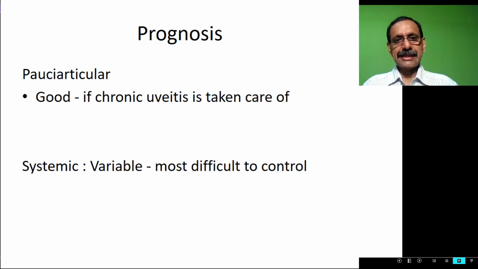The other things like enthesitis-related arthritis or systemic onset, in all these, the prognosis is variable, not as good as oligoarticular JIA. But fortunately, most of the JIA in childhood is pauci-articular, and that has a good prognosis.